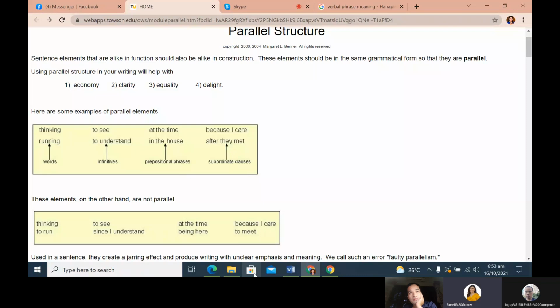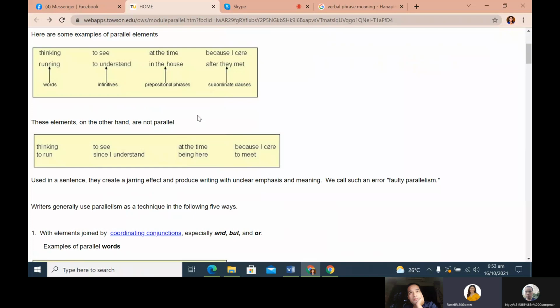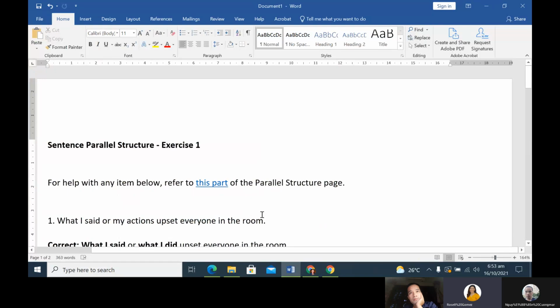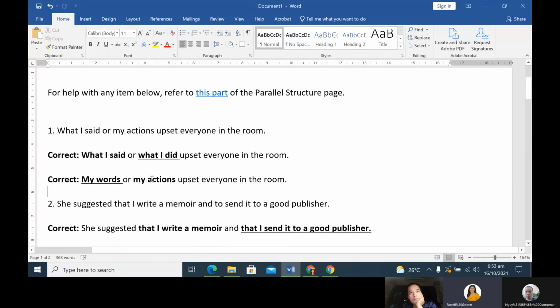You don't need to always use infinitive verbs in a sentence. You don't need to always use prepositional phrases in a sentence. You can use either of the four. Okay, so maybe you can understand more as we continue learning and discussing a lot of this. Look at the following examples I have prepared for you now.